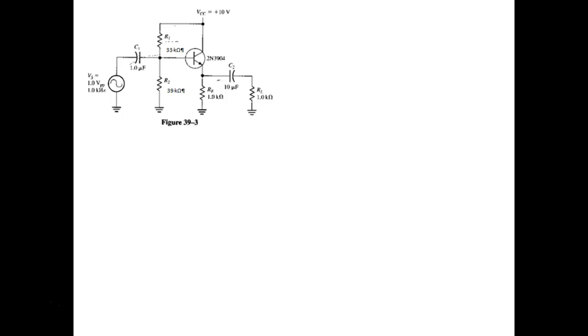So this is a common collector, also called an emitter follower, because the output follows the emitter. This has a voltage gain of slightly less than one, because I'm taking my output off the emitter. This is a coupling capacitor. We never, ever bypass the emitter resistor on top of the collector.